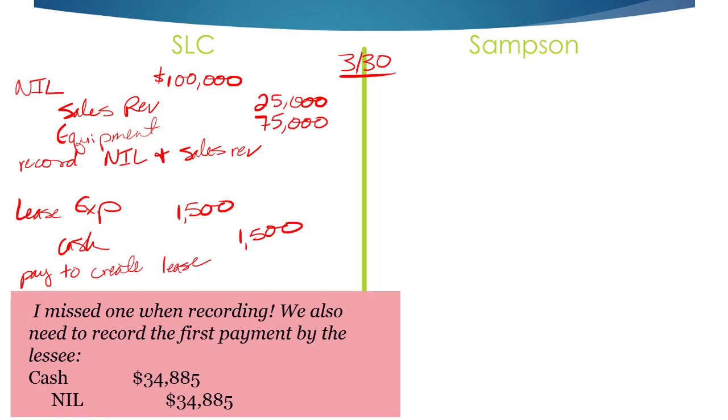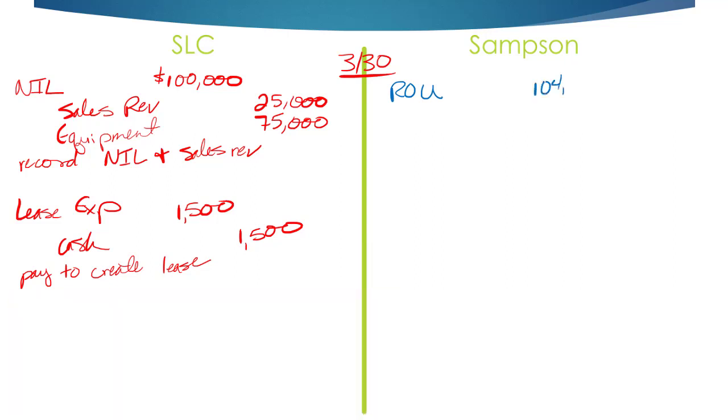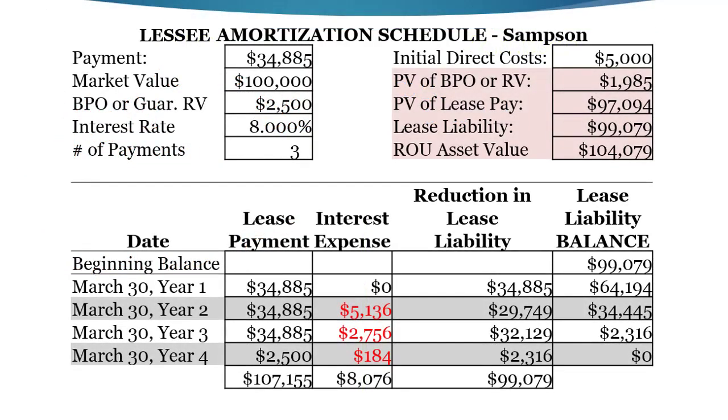For Samson, I'm going to create a right of use asset, and we just calculated this. It was $104,079. It was the sum of my lease payable and my initial direct costs. In addition, I'm going to record a lease liability of $64,194, because I'm going to include the cash that I've already paid out as part of this journal entry.